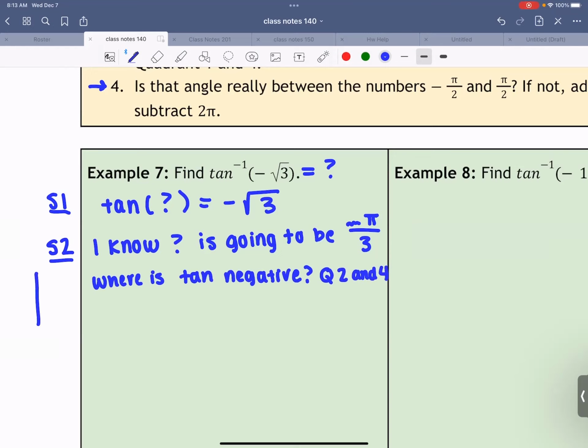Right, so remember that phrase that we had? It was like all students take calculus or something. Everything is positive in quadrant 1. Only sine is positive in quadrant 2. Tangent's positive in quadrant 3, and cosine's the only thing that's positive in quadrant 4. So that's how we're getting that tangent is only negative in quadrants 2 and quadrant 4. Does that kind of make sense? Okay. Now let's find all the angles in quadrants 2 and 4 that are over 3.